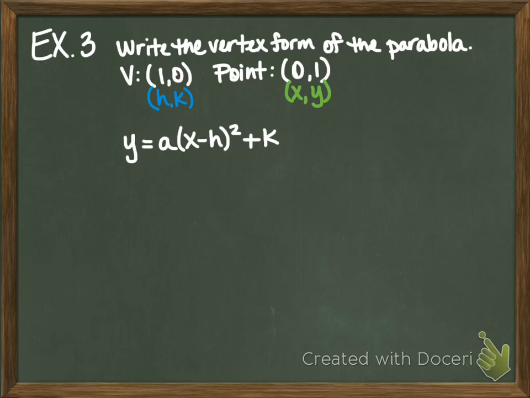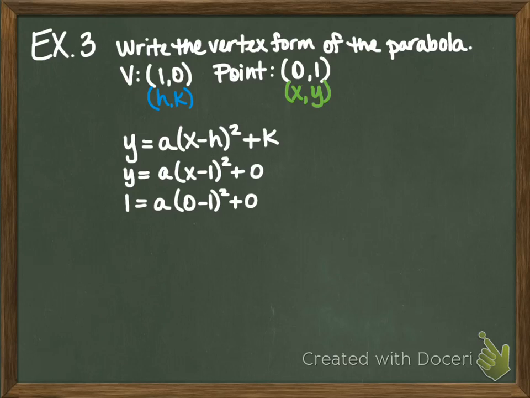To get the a, I'm going to plug into this equation my h, k and my x, y. I'm going to skip a step here and just go to the second step. I've plugged in 1 for my y, equals a times (0 for x minus 1 for my h) all squared, plus 0 for k. Now I'm just going to simplify to get a by itself. So 1 equals a times (0 minus 1), which is negative 1 squared, which will be positive 1.